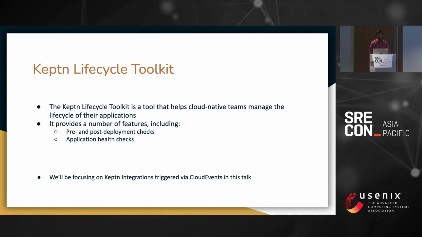Keptn has recently introduced the Keptn Lifecycle Toolkit. This is a completely cloud native tool which extends the Kubernetes APIs, while Keptn mainly operates on event triggers. It allows teams to manage their whole software lifecycle cloud natively. It provides features like pre and post deployment checks, and we can also continuously monitor the application health checks. In this talk, we will mainly be focusing on Keptn integrations via cloud events, but there is a very beautiful talk given at KubeCon this year, Navigating Through Delivery Life Cycles with Keptn, which focuses on the Keptn Lifecycle Toolkit.